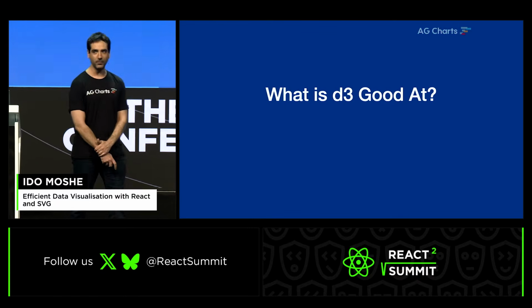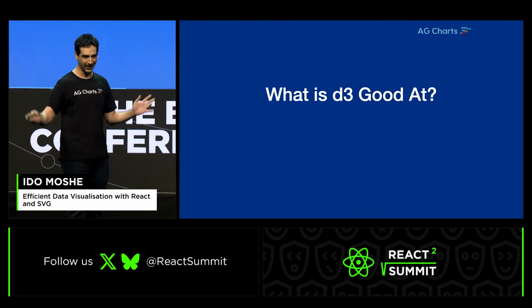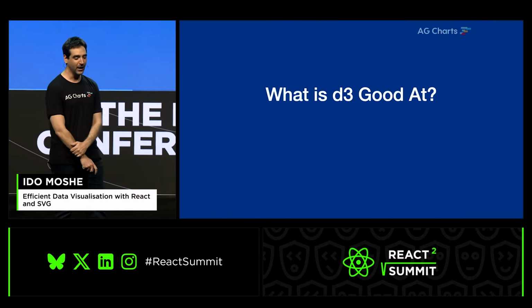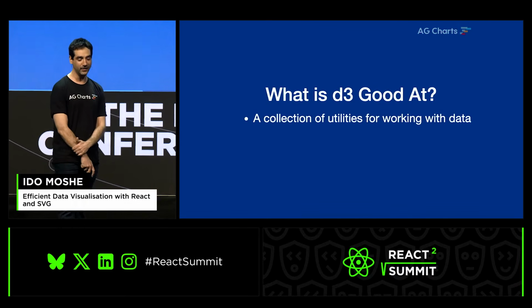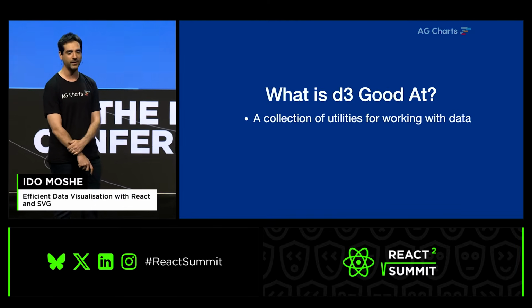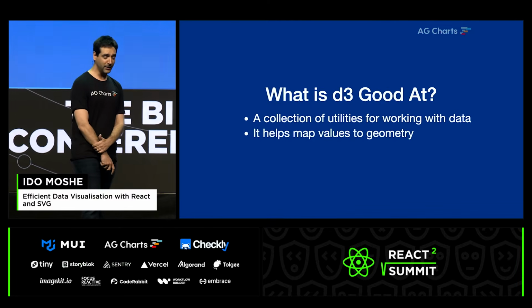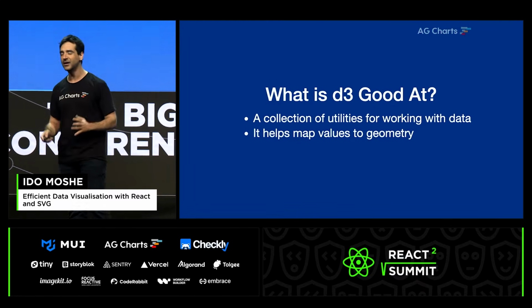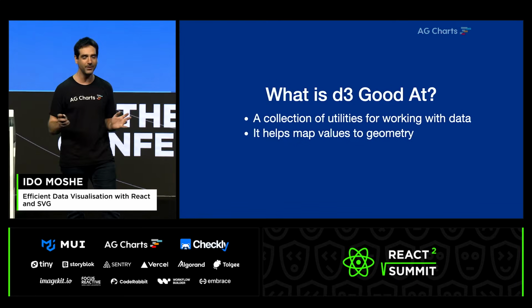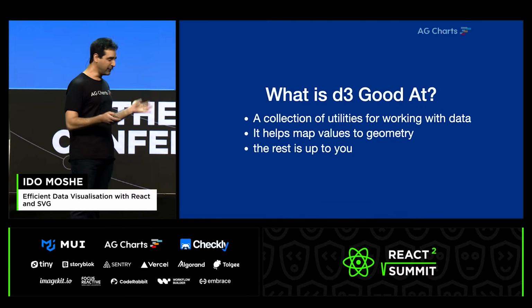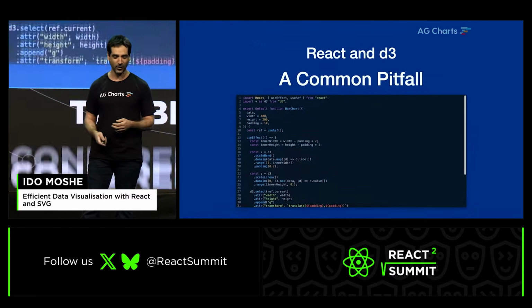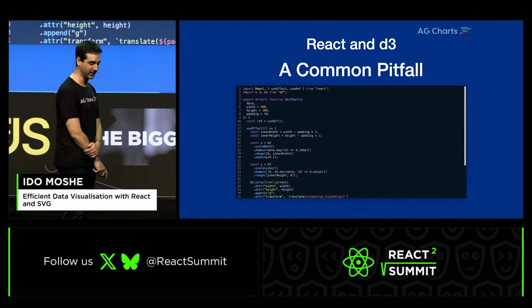Now let's talk a minute about D3. Like most of you probably know, D3 is this charting library that everyone uses, or at least it's at the base of most libraries. But actually, D3 these days is a collection of utilities for working with data. It helps you map values into geometry, and it offers a lot more than that, which you probably don't really need. If you want to take it, then it's up to you, but that's not what we're going to talk about in this talk.